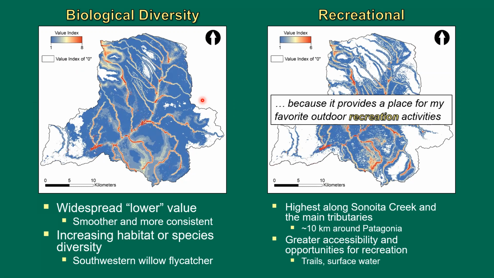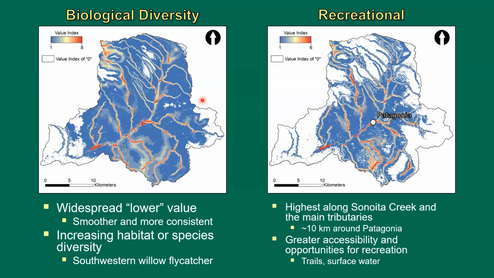Now, looking at recreational value, it was defined in the survey as because it provides a place for my favorite outdoor recreation activities. Generally, the highest value is along Sonoyta Creek and the main tributary. So we start to see this pattern that's consistent. Just to identify some areas, this is Flux Canyon. This is Harshaw Creek extending through here. San Rafael Valley Road, you have Red Rock Canyon, Patagonia Lake. This is Temporal Gulch and Arizona Trail, and some areas up through here.